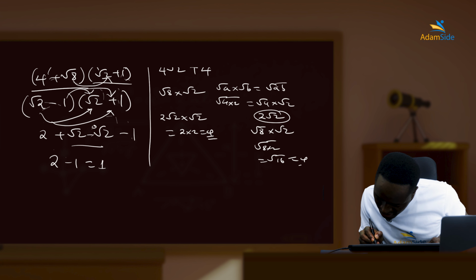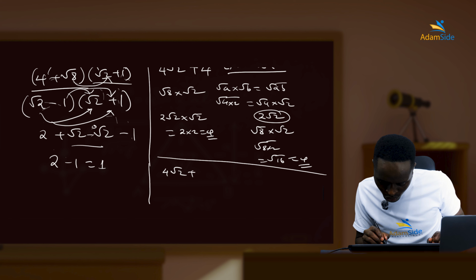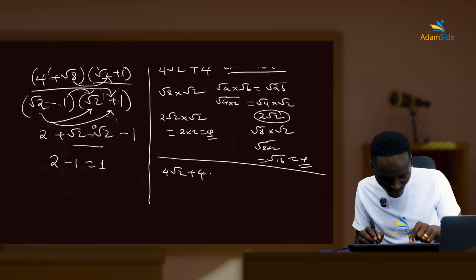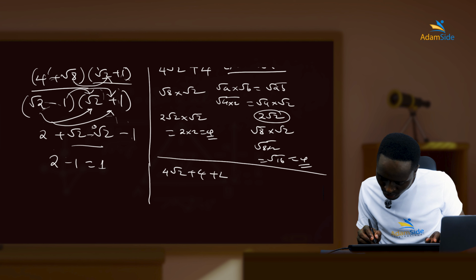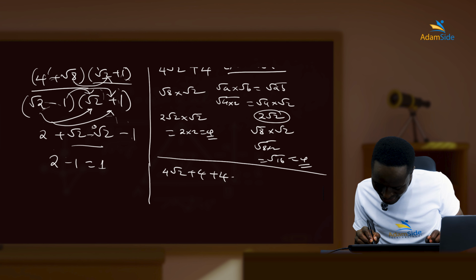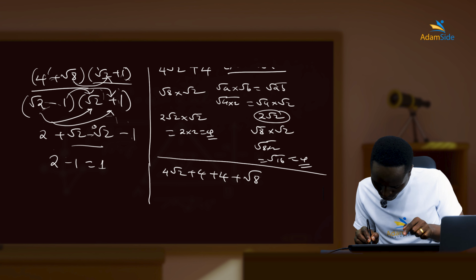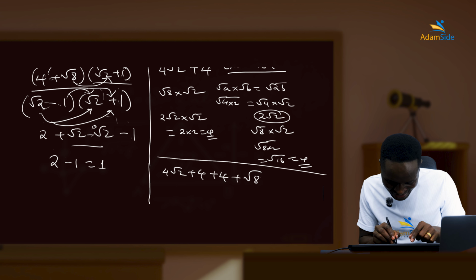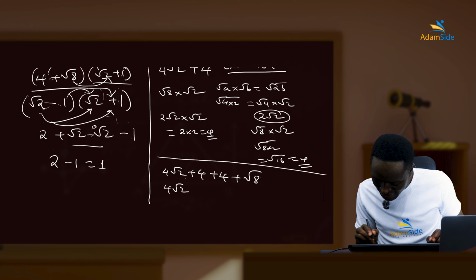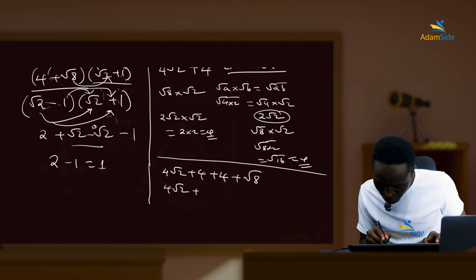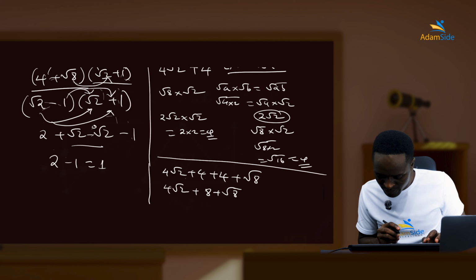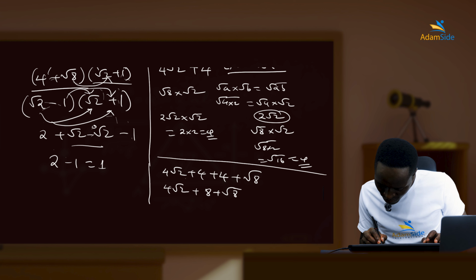You see, you need to understand this. Root 4 root 2 plus 4 plus 4, and then root 8 times root 2, we know it's plus root 16, which is 4, and then root 8 times 1 is plus root 8. And then let's add 4 plus 4 coefficient, it's 8. So we say it's 4 root 2 plus 8 plus root 8. And then remember here, 4 root 2 plus root 8 plus 8.